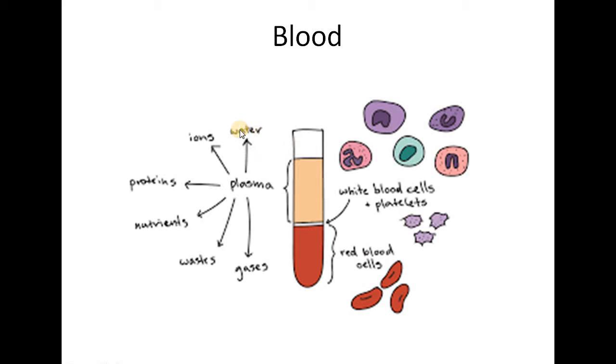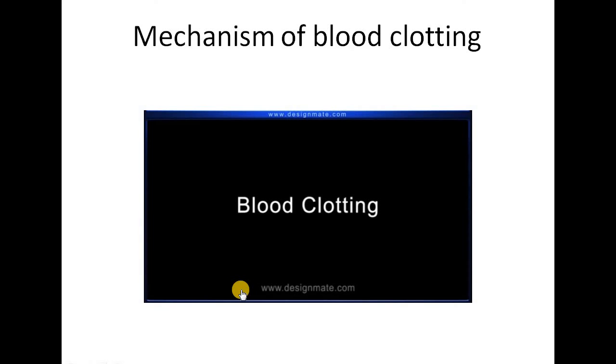The plasma is 90% water, and we have other components like ions, proteins, nutrients, wastes, and gases. These are dissolved in water, okay. We find them in plasma. Why? The function of plasma is to take nutrients to all cells of your body, and to get rid of waste from those cells. This video shows you the blood clotting mechanism. I will send it to you too, inshallah.